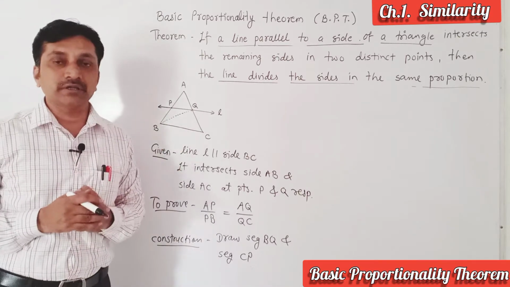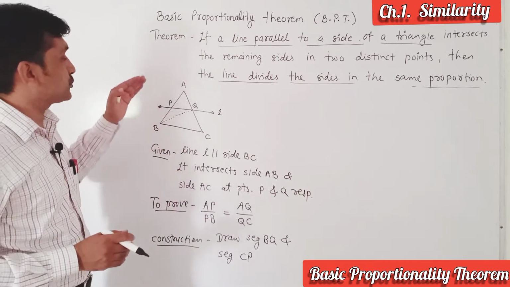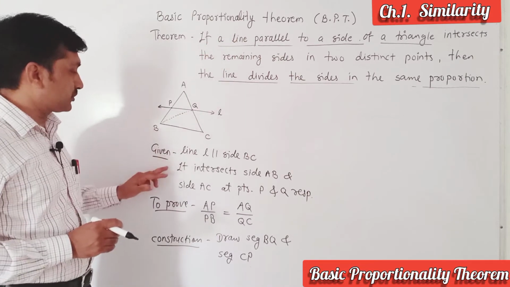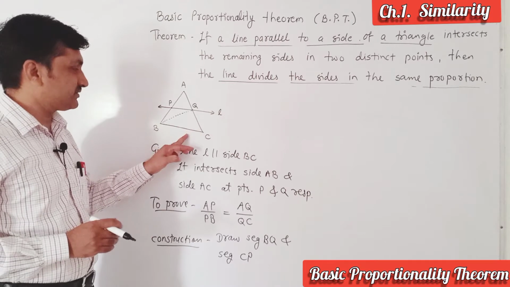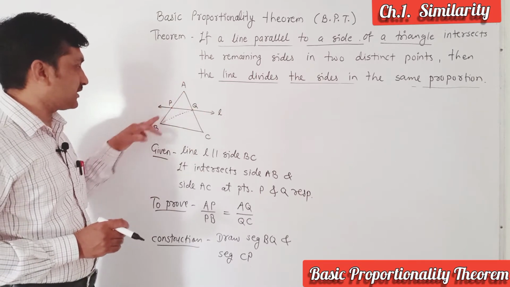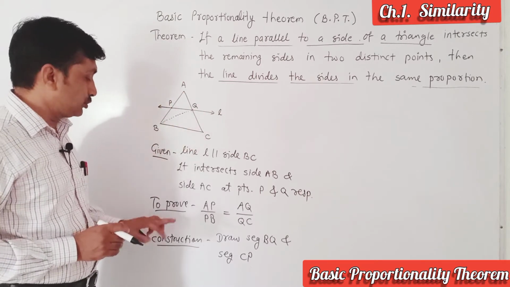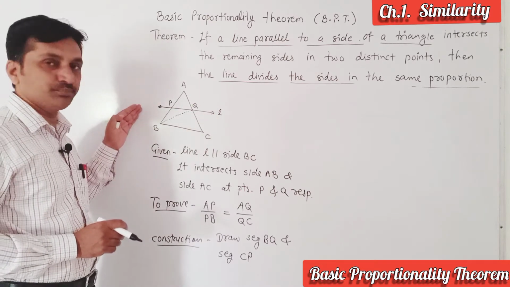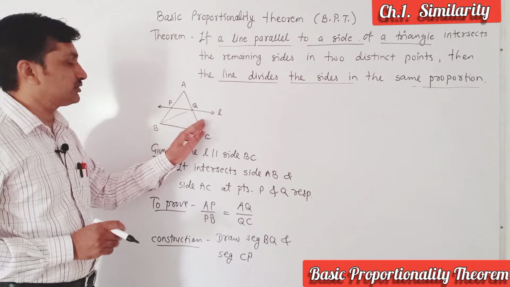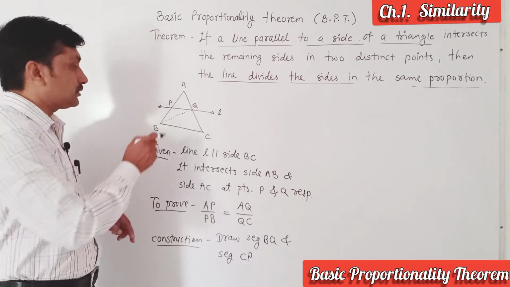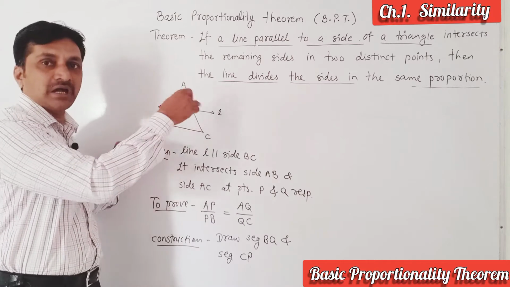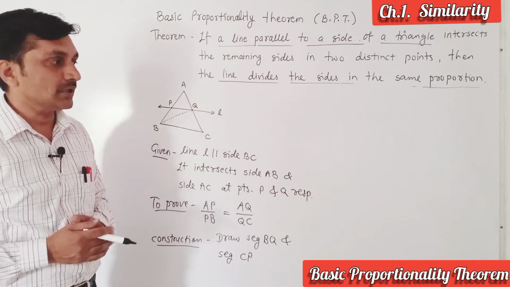Again I repeat. First we drew the figure with the help of this. Then we wrote the given: line L parallel to BC, and this line L intersects AB at P and AC at Q. To prove that AP upon PB is equal to AQ upon QC, we have to construct the diagonals of this quadrilateral, BQ and CP also, but CP I draw afterwards. Okay, now the proof.